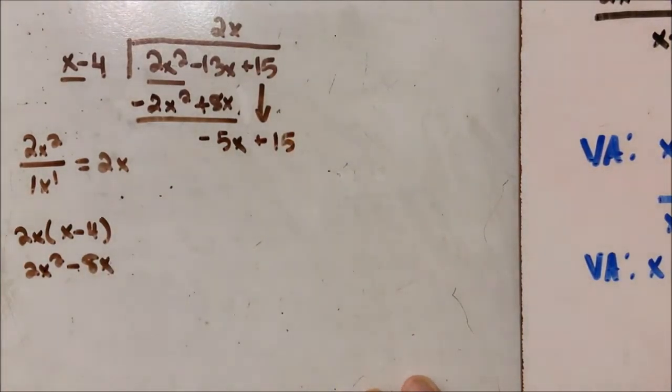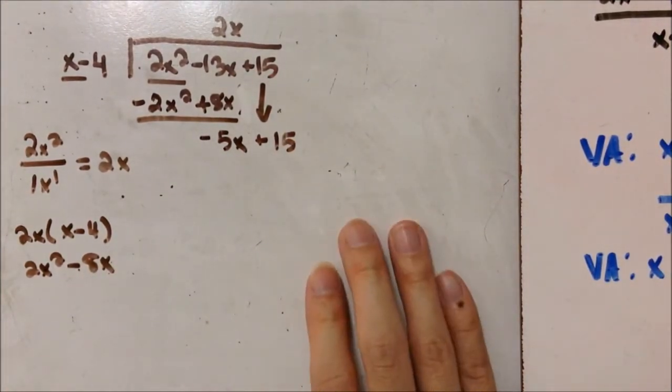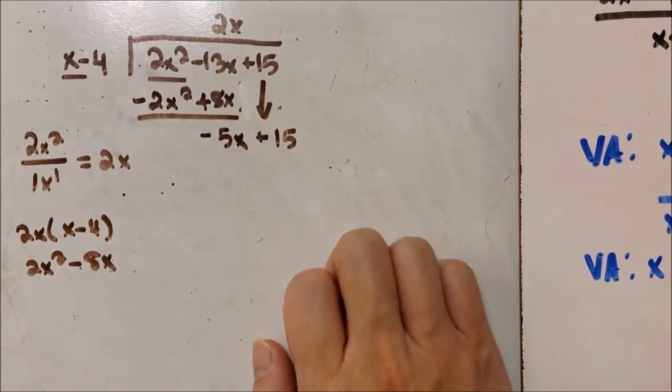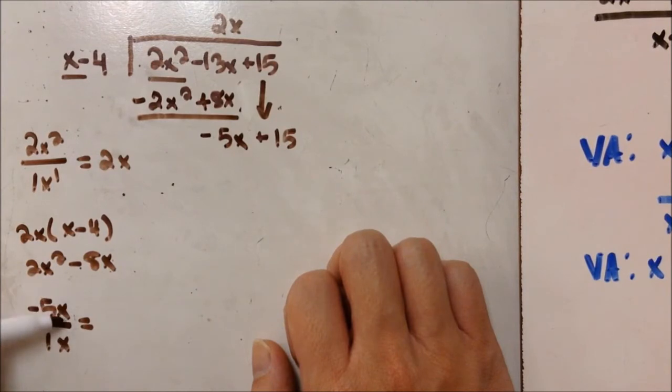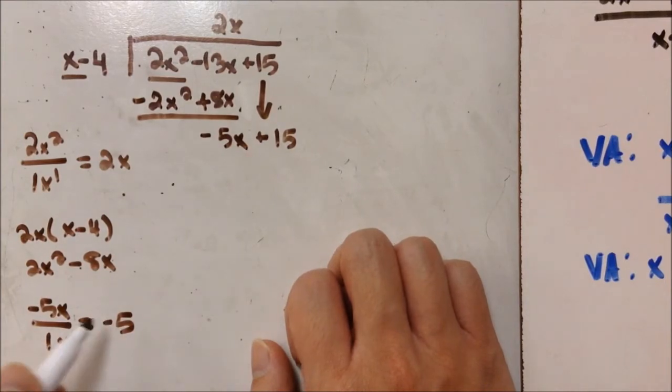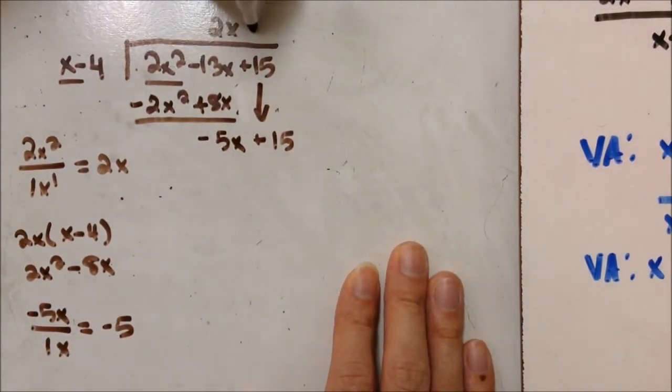Alright. So we're almost done. Same process as this. We're going to do negative 5x divided by that 1x. Now these will divide into 1. So then we just only worry about the numbers. So negative 5 divided by 1 is just negative 5. So again, negative 5x divided by 1x is just negative 5. And then I'm going to write negative 5 up here.